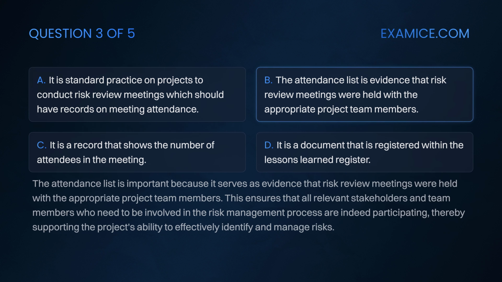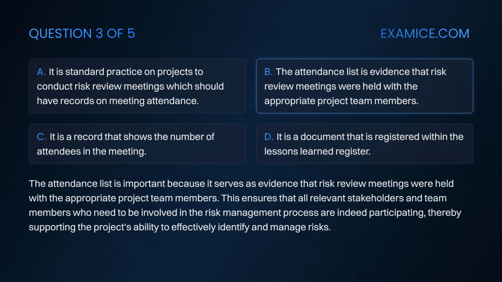The attendance list is important because it serves as evidence that risk review meetings were held with the appropriate project team members. This ensures that all relevant stakeholders and team members who need to be involved in the risk management process are indeed participating, thereby supporting the project's ability to effectively identify and manage risks.